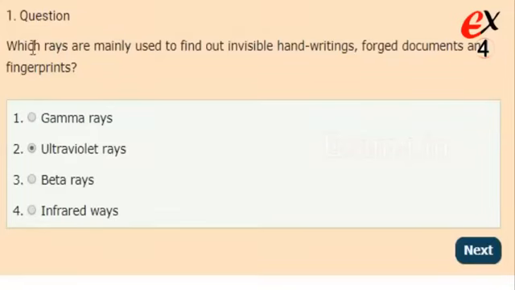First question. Which rays are mainly used to find out invisible handwritings, forged documents and fingerprints? The options are gamma rays, ultraviolet rays, beta rays, infrared rays. Right answer is option 2, ultraviolet rays.